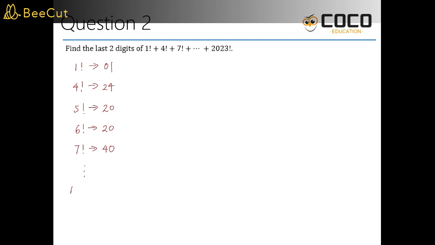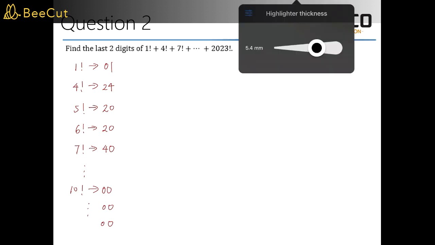Right, so all the way to the next one will be 10 factorial. So times 10, it will be ending with 0, 0. And after that, everything is ending with 0, 0. So when we have to find the last two digits, we only find those that's not 0, 0.